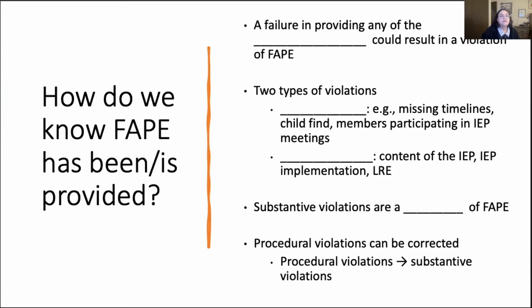So those two types of violations come. The first one is called procedural violation. For example, these are missing timelines, like not doing paperwork on time, child find, which we'll go over, but not identifying a student appropriately, or people not participating in their IEP meeting as they're required to or supposed to, or having documentation of certain things. Those are more procedural things.